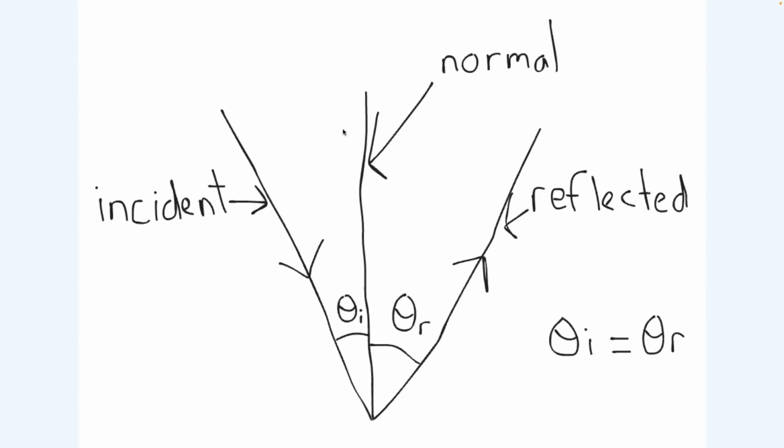So here's a diagram showing what I mean. I drew the normal there. When an incident light ray is shown, it'll make an angle with the normal. And then the reflected ray usually reflects at the same angle as the first one.